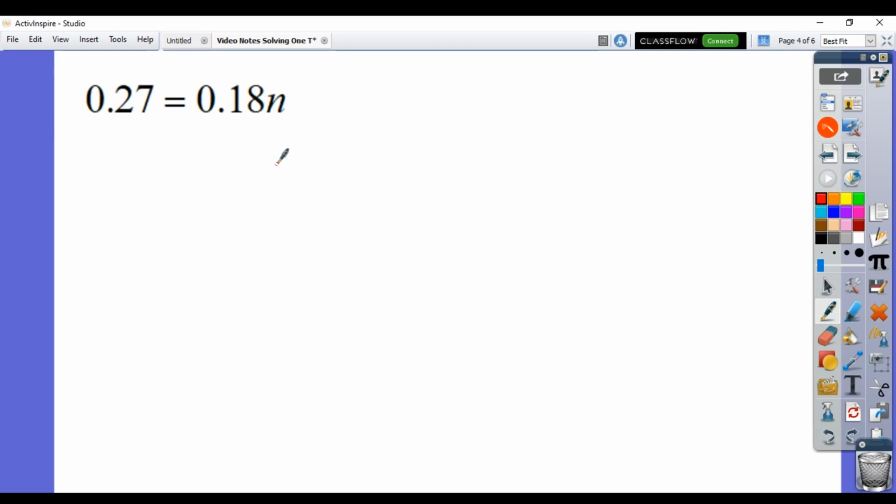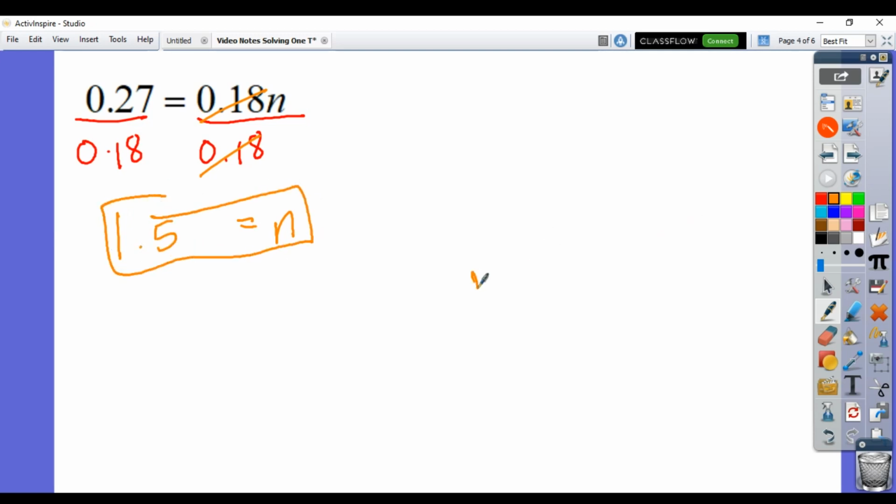0.27 equals 0.18n. The operation between 0.18 and n is multiplication. If you don't see an operation between them, that means it's multiplication. So for me to get rid of the 0.18, I will do the opposite of multiplication, which is division. 0.18 here, 0.18 there. I will cross it out because that will be equal to 1. I'll drop the n here. 0.27 divided by 0.18 is equal to 1.5. Kaboom.